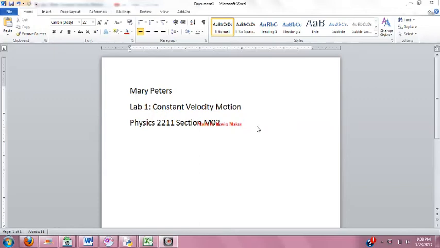This is Mary Peters. This is my Lab 1 Constant Velocity Motion Report for Physics 2211, Section M02. In this lab, I recorded a jar of chapstick rolling across my desk, moving at the same speed without changing direction. I tracked and analyzed the motion using Tracker.